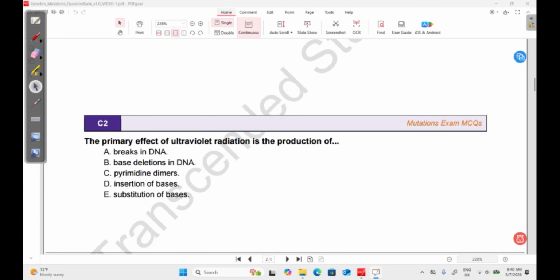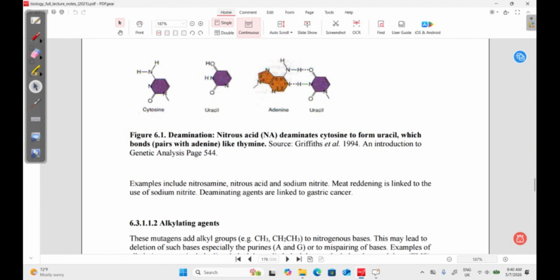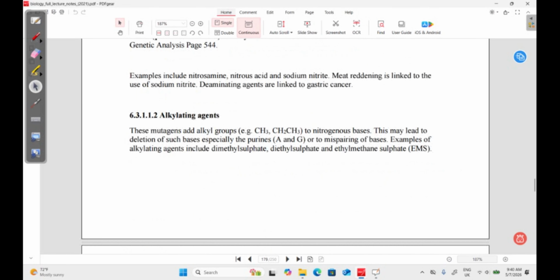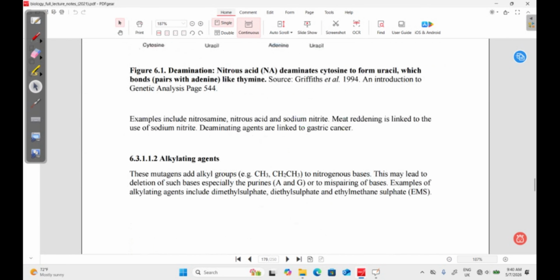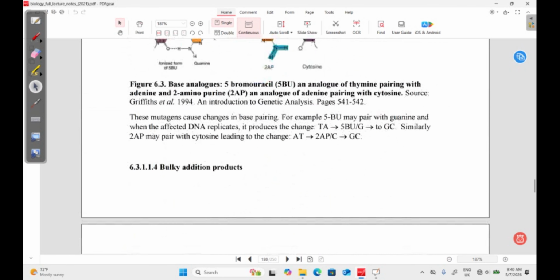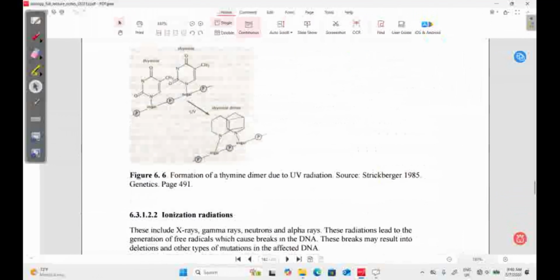All right. So what happens when you have this ultraviolet radiation? I'm going to use the notes to just acquaint you, so that you can have a picture in your mind of what exactly happens. So for instance, when it comes to ultraviolet rays, something specific happens, which I'm going to show you in a few minutes.